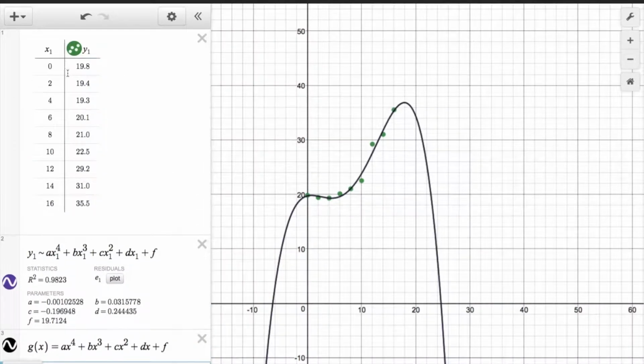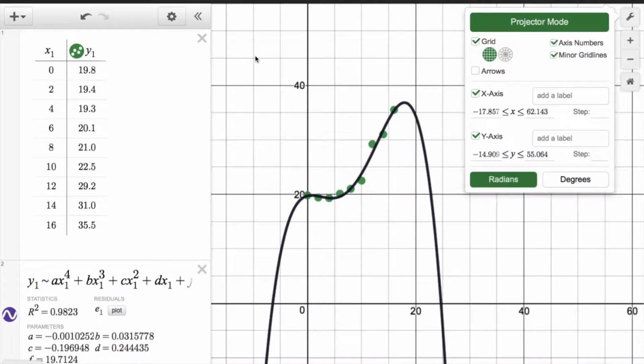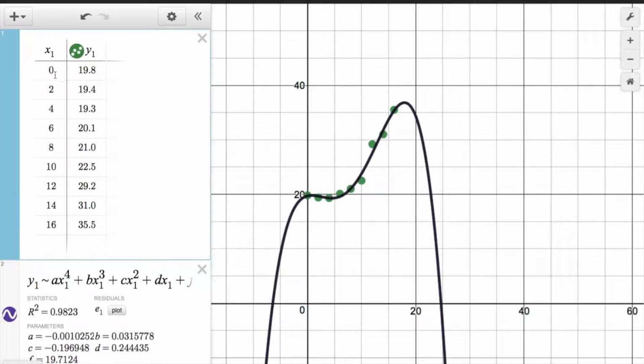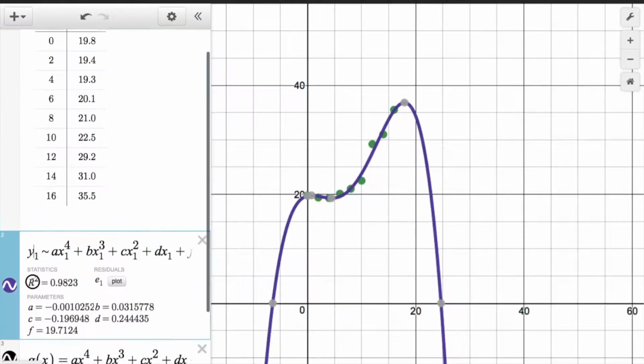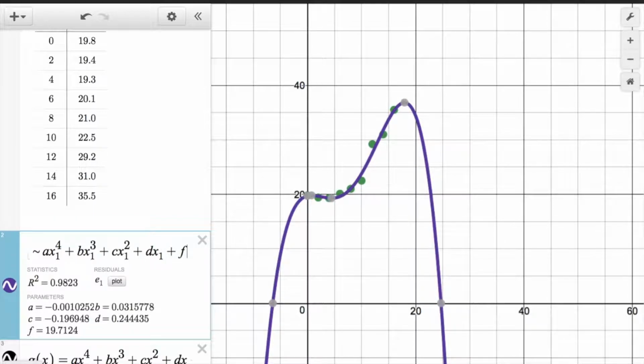So you can see here in Desmos, let me just go to projector mode. You can add a table, type in the values that you have, and you can see they all fall along a curve. And then you can type out y1 is approximately ax1 to the fourth plus bx1 to the third plus cx1 squared plus dx1 plus f, skipping e because e is a special number.